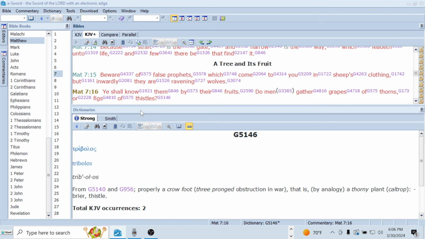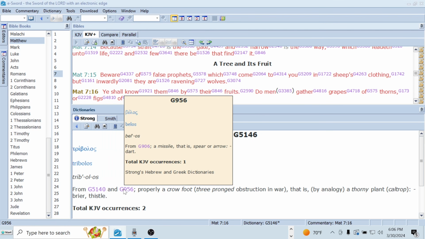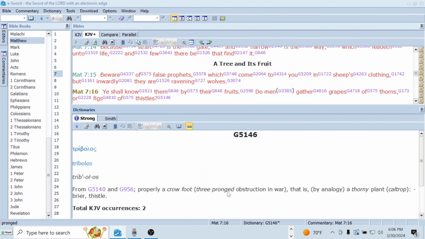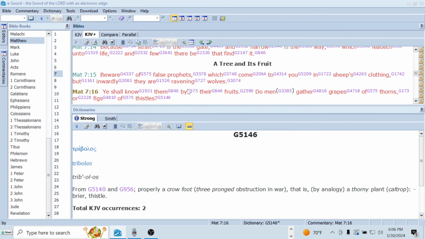Thistles is the Greek word 5146, which is tribolos, and it's made up of the word tri, meaning three, and the second part of it means spear or arrow. And so three-pronged obstruction in war, that is by analogy a thorny plant. These are both thorny plants that are obviously hard to tell apart from a grape plant, as Jesus is using this analogy for testing the character of false prophets that come to you.